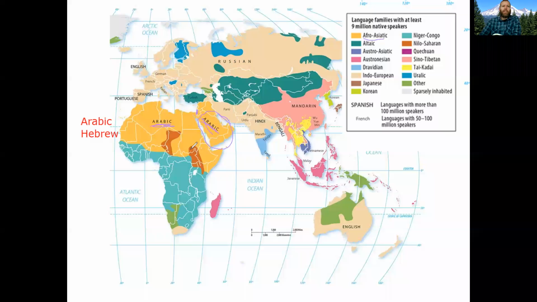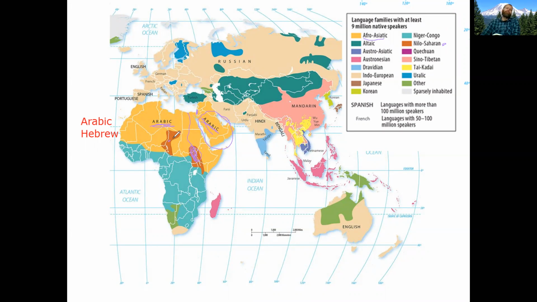Then you get down here and you see this brown one called Nilo-Saharan. The way I remember that is the Nile River comes down here, and that's the headwaters of the Nile River where part of the language is spoken, but also out here in the Sahara Desert. So that's one of the major language families of Africa. You can see Africa has three major language families: Afro-Asiatic, Nilo-Saharan, and the last one is called Niger-Congo.